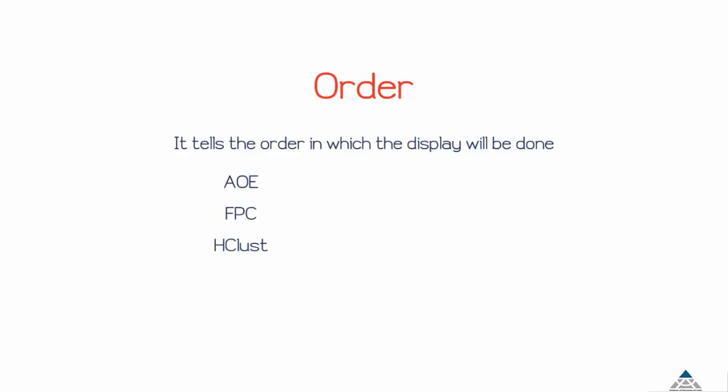We then move to order. This tells us the order in which the display will be done. The 4 options here are AOE, FPC, HClust, and alphabet. AOE stands for angular order of the eigenvectors. This orders the factors in the correlation matrix based on these values. FPC stands for first principal component. It orders based on the first principal component.